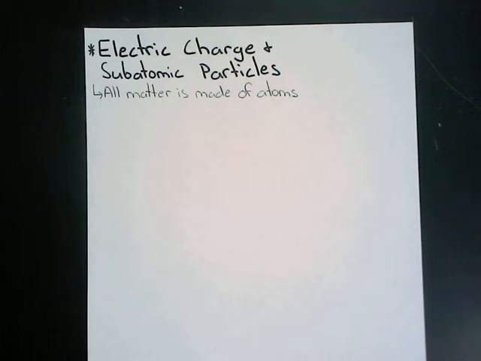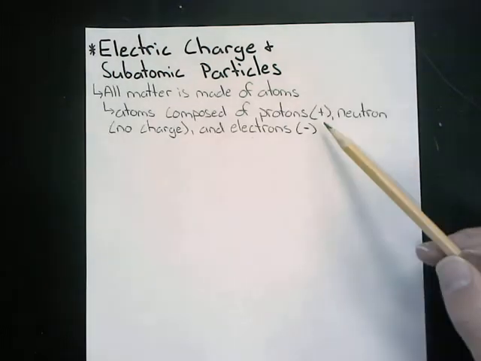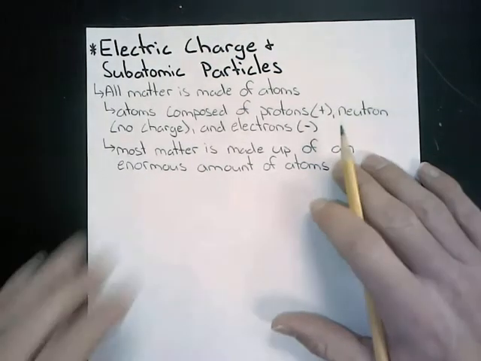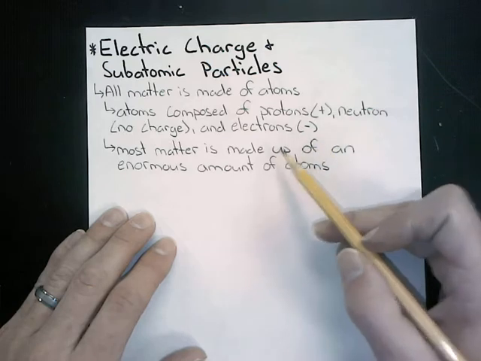The first part is a proton, which is positively charged. The other part is a neutron, which has no charge. And the third part that atoms are made up of is an electron, which has a negative charge. So again, protons are positively charged, neutrons have no charge, and electrons have a negative charge. Now, something to keep in mind is that most objects that we come in contact with on a daily basis are going to be made up of an enormous amount of atoms. This means that most objects have a lot of protons, neutrons, and electrons.